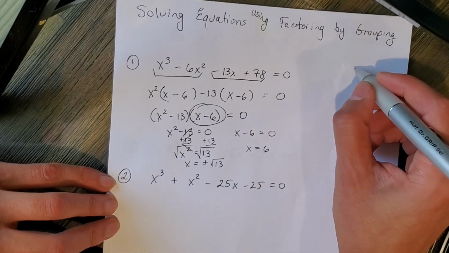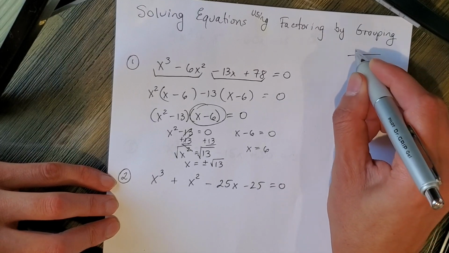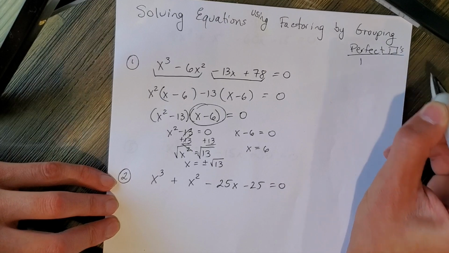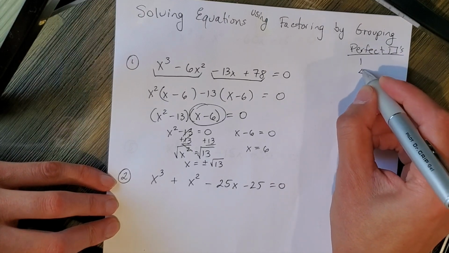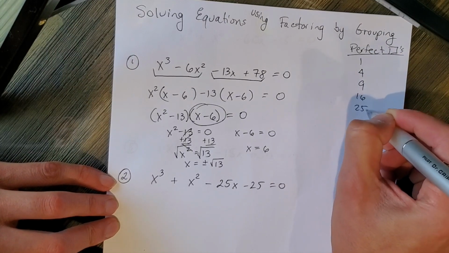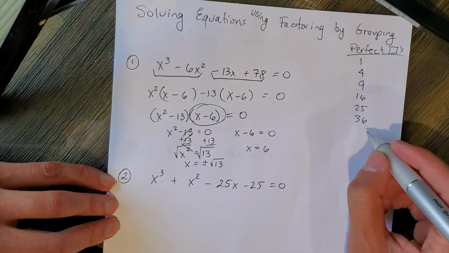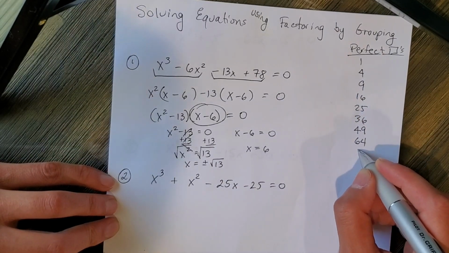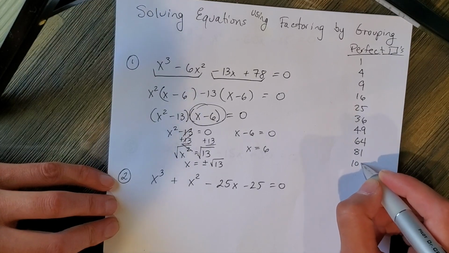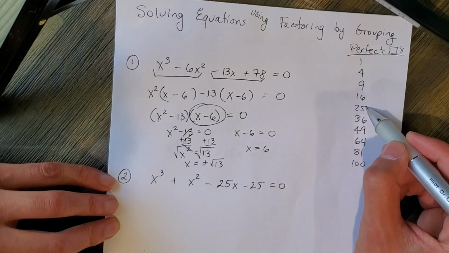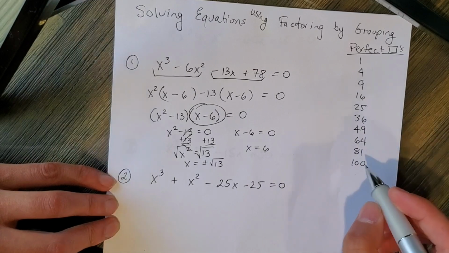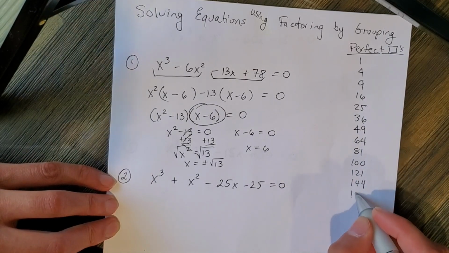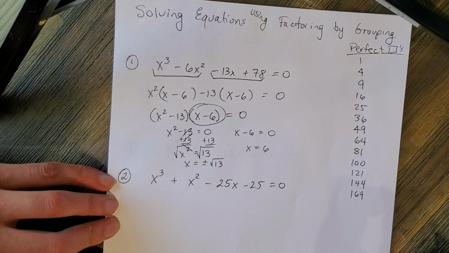So let me go ahead and write quickly my perfect squares. Okay, so it's going to be 1, 4, 9, 16, 25, 36, and go ahead and copy these down too. 49, 64, 81, 100, right? 1, 2, 3, 4, 5, 6, 7, 8, 9, 10. 11 is going to be 121, 144, and then we said 169.